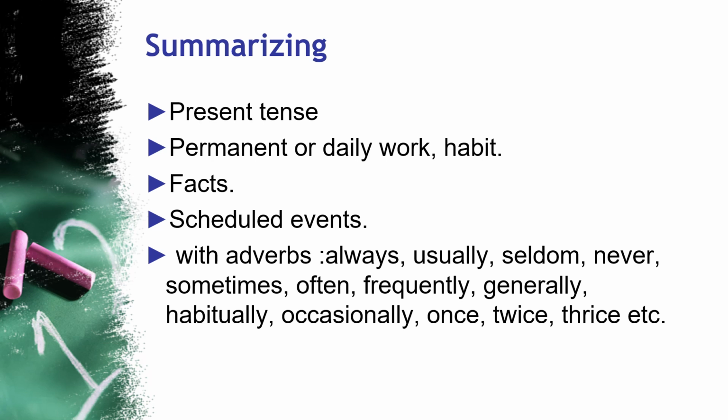Another usage is with adverbs: always, usually, never, sometimes, often, frequently, generally, habitually, occasionally, or once, twice, thrice, etc. All these adverbs and others reflect the present tense, and it repeats every time as a permanent, then we use the simple present tense. Okay, so this is a summary of the last lecture. Now we can start the lecture.